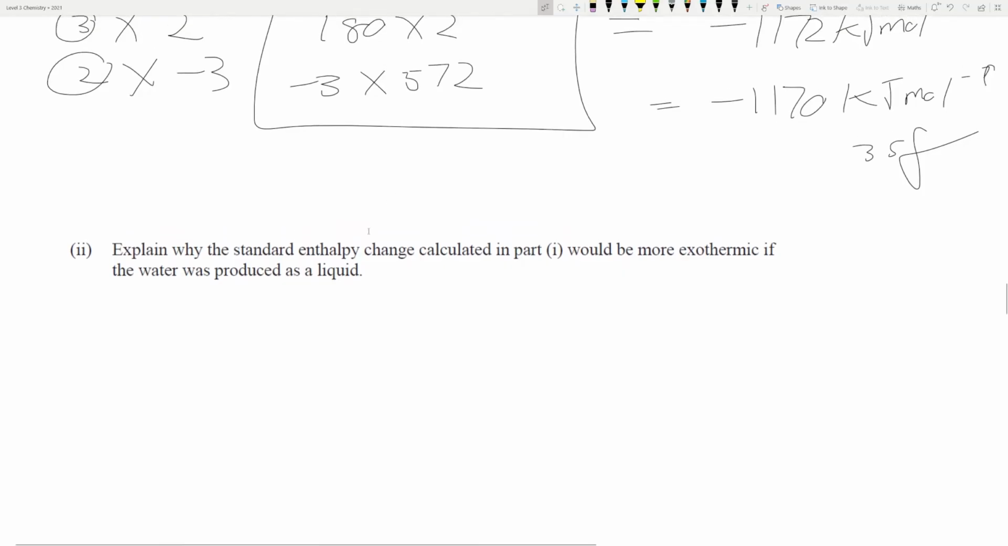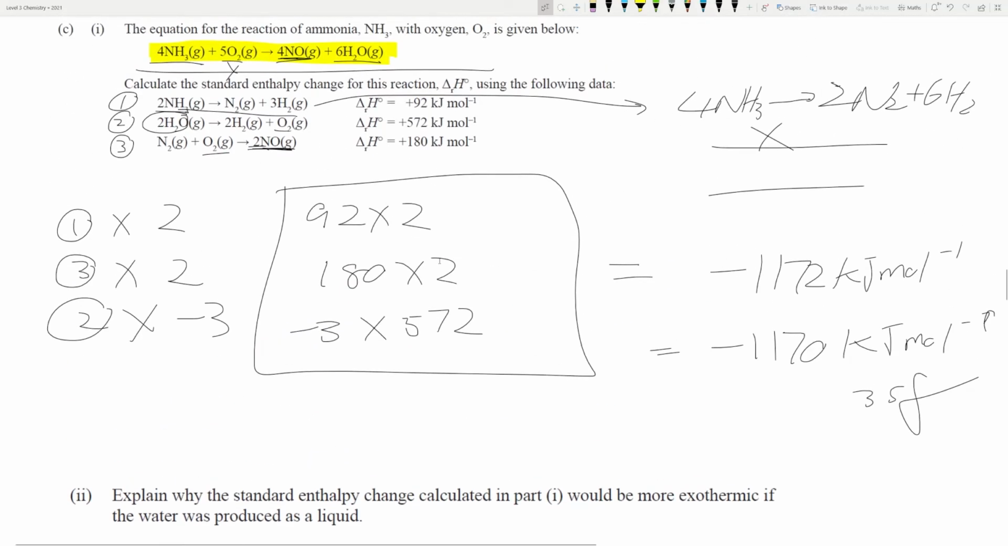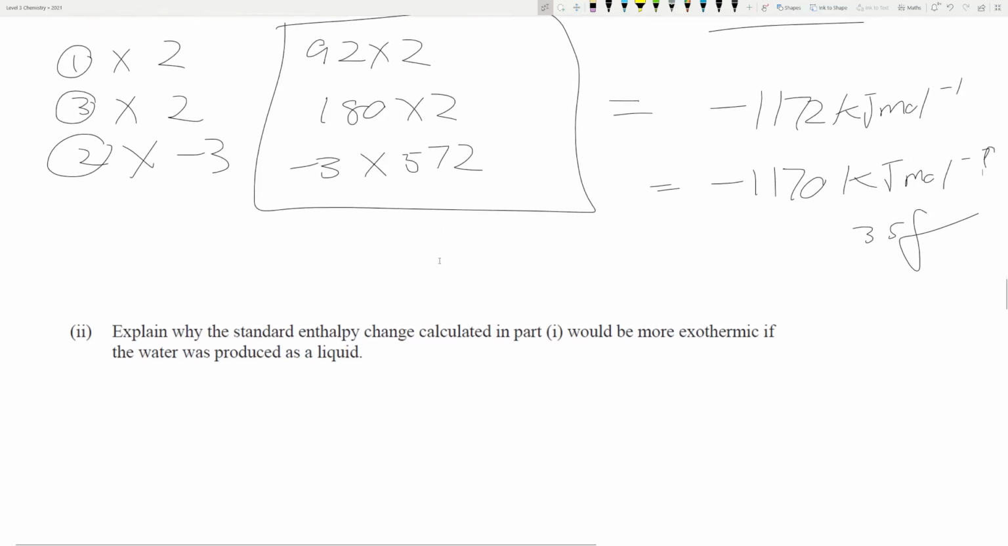Next one: explain why the standard enthalpy change calculated in part I will be more exothermic if the water is produced as a liquid. Okay, so we're dealing with a gas here, so it will obviously be more exothermic if the water was produced as a liquid, because you need to get more energy. Well, actually, sorry, you need to release more energy.